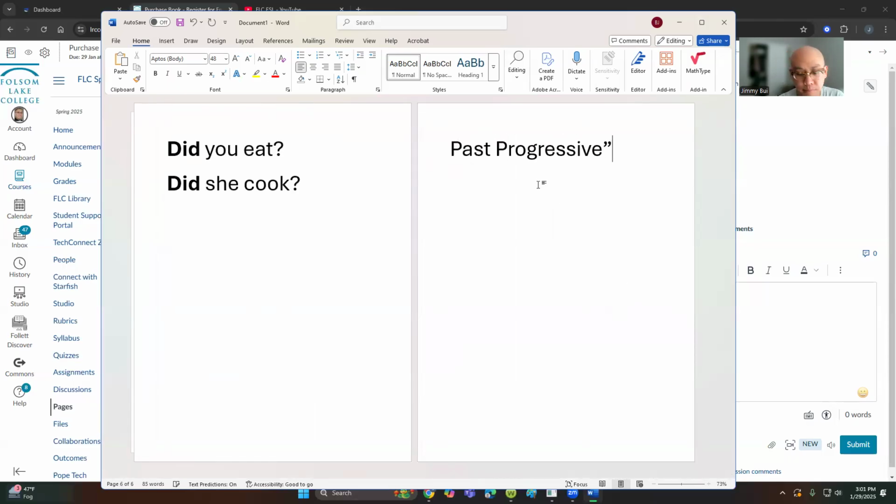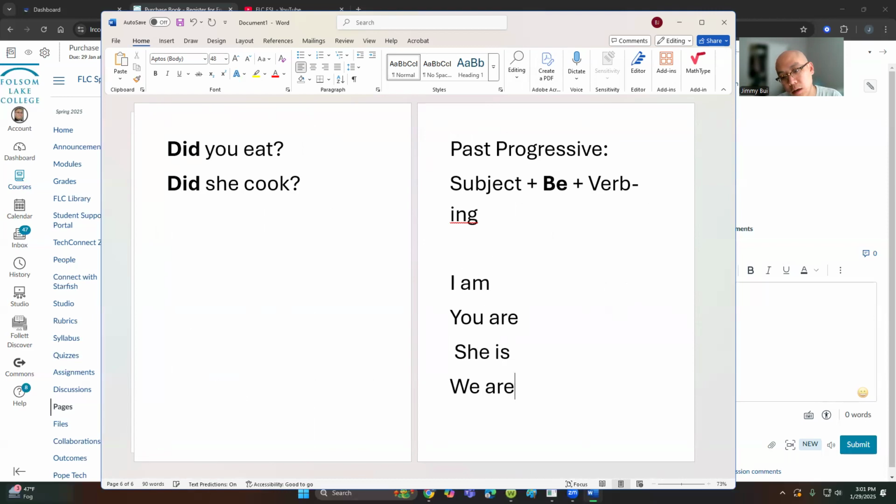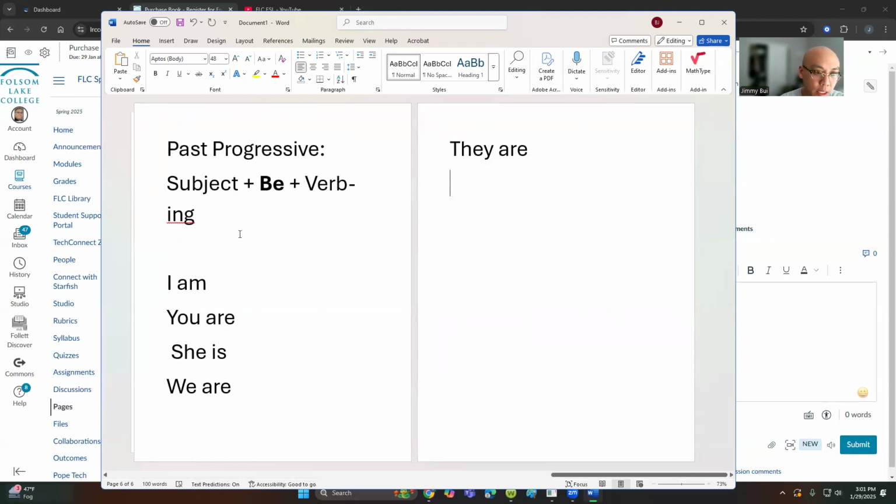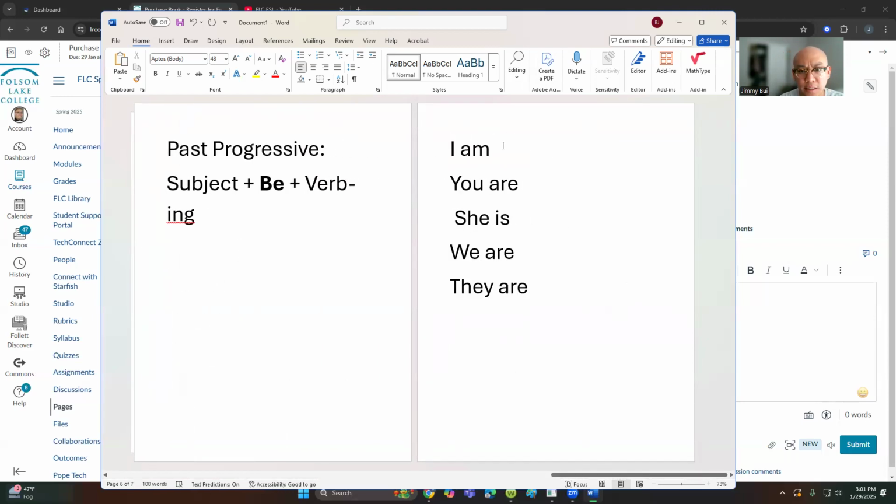So yes, this is for actions that started in the past that sort of continue, right? And this is going to be subject plus be plus verb ing. To make this past tense, we change be to past, right? So I am, you are, she is, we are, they are. This is going to be present tense.